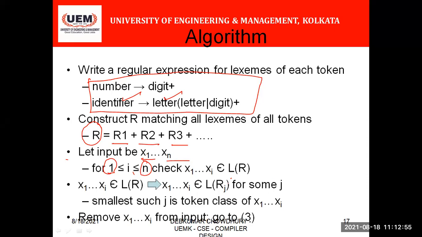Now, if x1 up to x of i belongs to L of R, we can also prove that x1 up to x of i belongs to L of Rj for some j, the smallest such j. This smallest j is the token class of x1 up to x of i. Then we need to remove x1 to xi from the input and go to step number 3 once again, to construct the regular expression R matching all the lexemes of all the tokens.